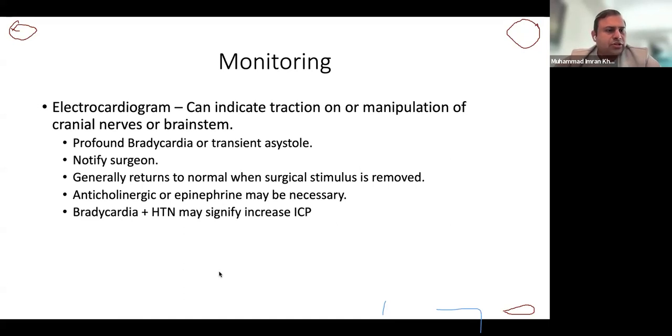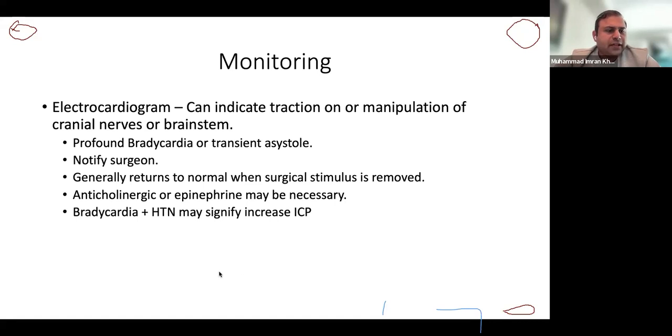Brainstem manipulation or traction on cranial nerves 5, 9, and 10 can produce abrupt, profound bradycardia or transient asystole via increased afferent activity and the resulting vagal response. If this happens, then you need to notify the surgeon immediately. The heart rate generally returns to normal when the surgical stimulus is adjusted, but administration of an anticholinergic like atropine or glycopyrrolate, or epinephrine, may be necessary to temporarily get the heart rate back up. Rarely, chest compressions are required to circulate the medications if the asystole does not resolve after release of traction.